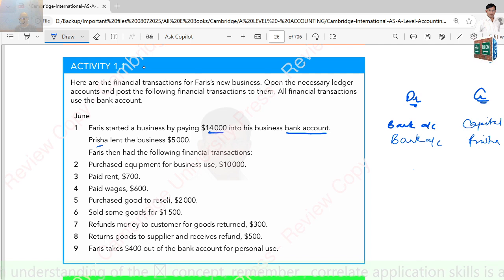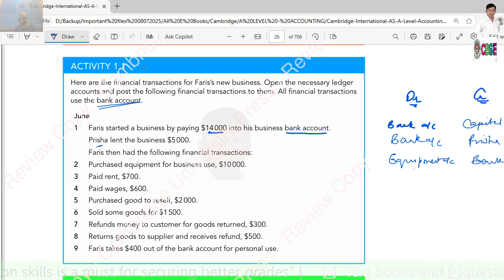So Faris then had the following financial transactions. Purchased equipment for business use, 10,000. So equipment account debit. Why? Because equipment is coming into the business. Then what is happening? Money is going out from bank. All transactions use the bank account, so remember, this is very important. So bank account.